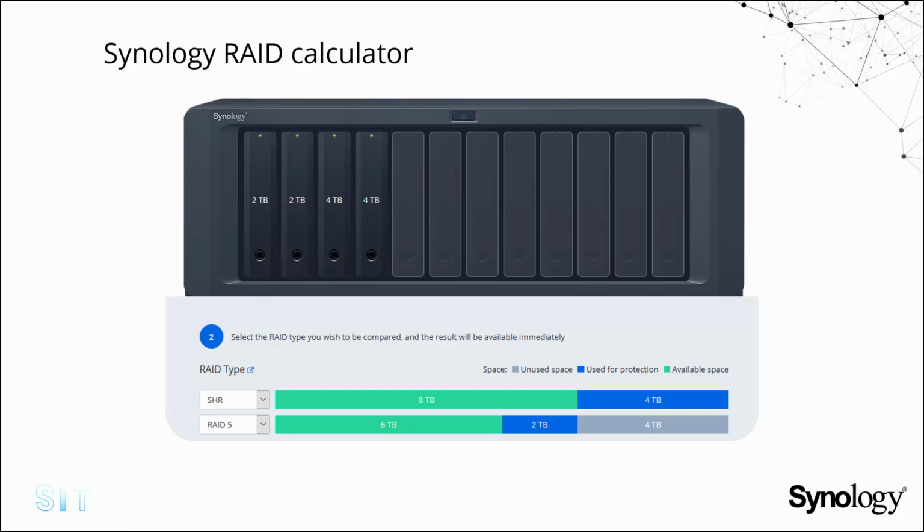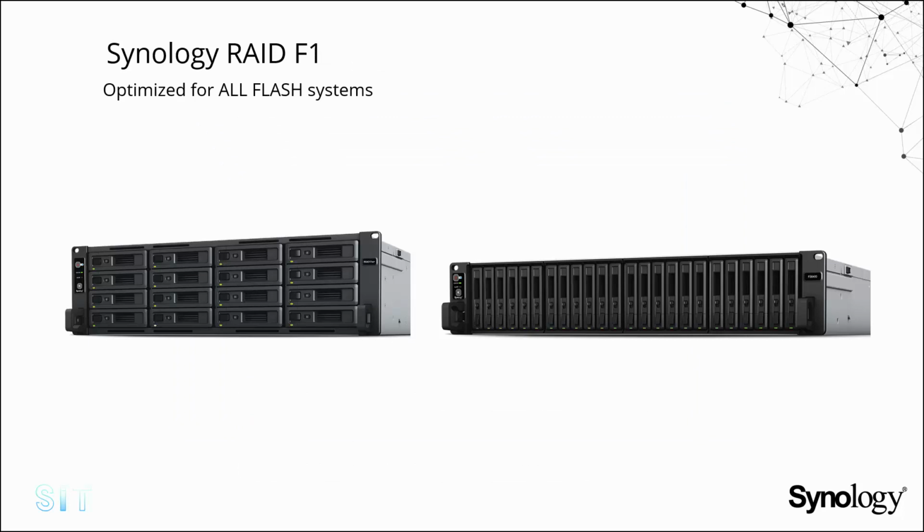As we can see from this picture on the Synology website, only the SHR 8 terabyte discussed earlier is available for free. If we had manually selected RAID 5, 4 terabytes would be completely wasted. The very useful tool we can see here is the Synology RAID calculator. It can be accessed directly from the home page and allows us to try different RAID combinations and hard drive configurations in advance.